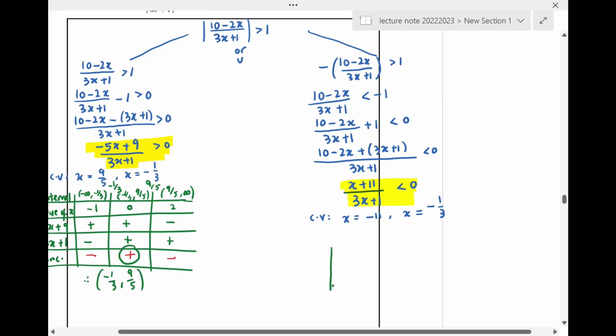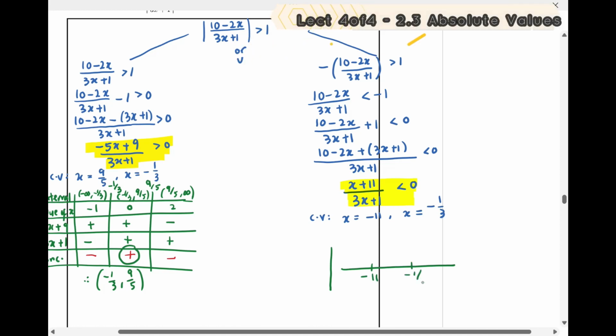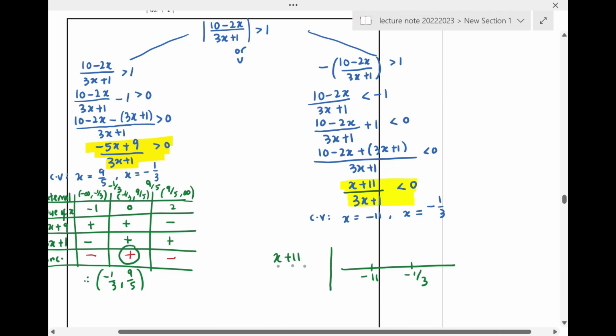Okay, divide into two parts. So the right part will be our number line. We start off with negative 11 and then negative 1 over 3. So the left side, we are going to rewrite the rational expression on the left side like this. Okay, so choose any number less than negative 11. So maybe negative 12. Okay, negative 12.